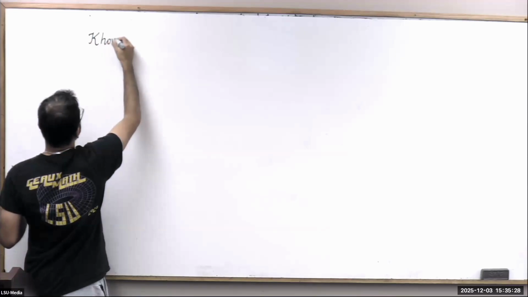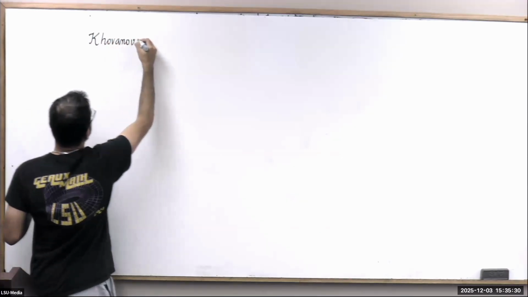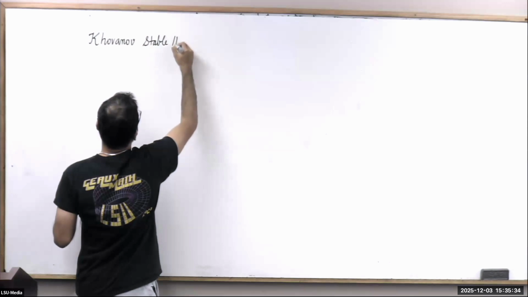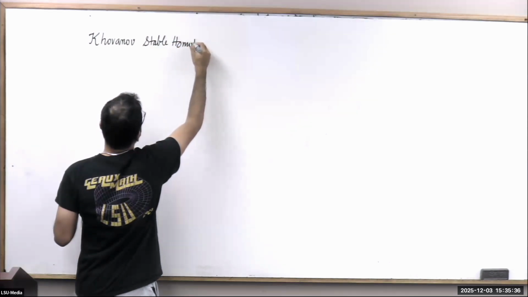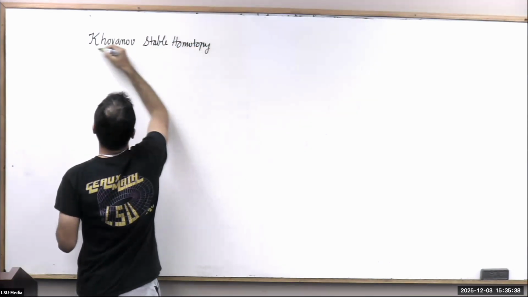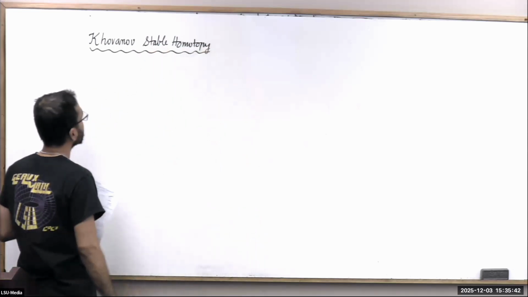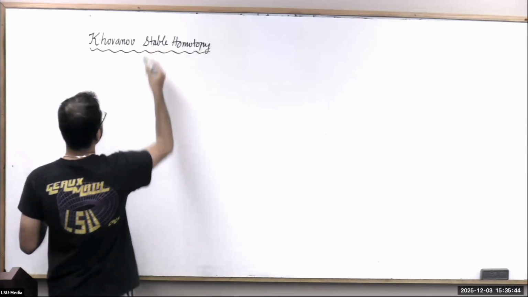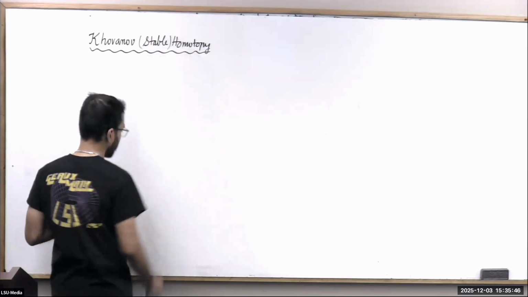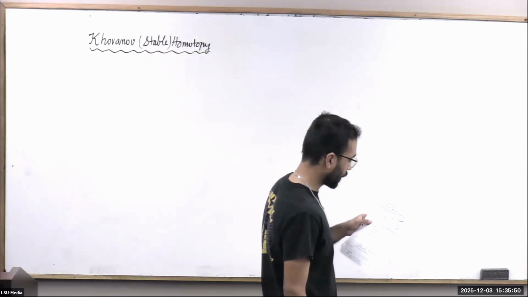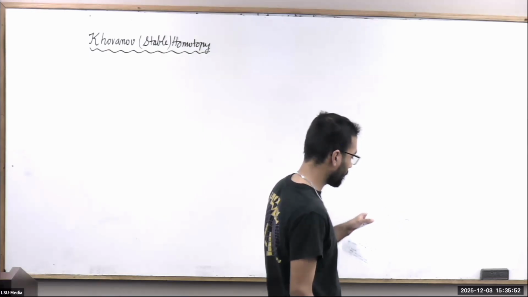I want to introduce Khovanov stable homotopy. If you're seeing this for the first time, if the word stable makes you uncomfortable, you can just sweep it under the rug, keep it in parentheses. Think about just a homotopy theory built upon Khovanov homology.